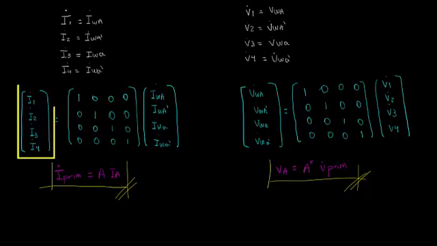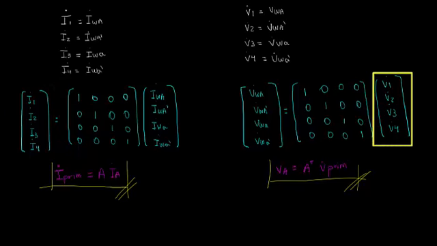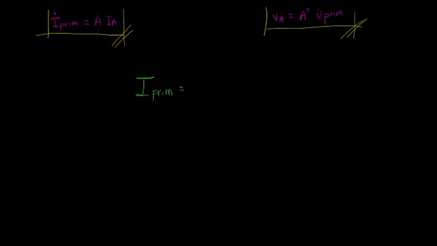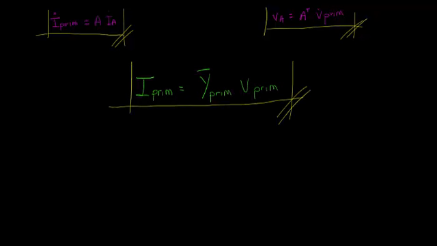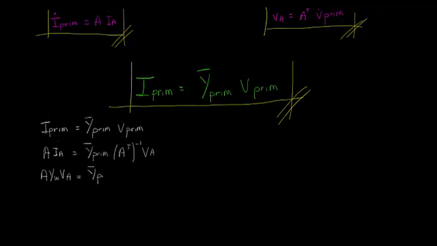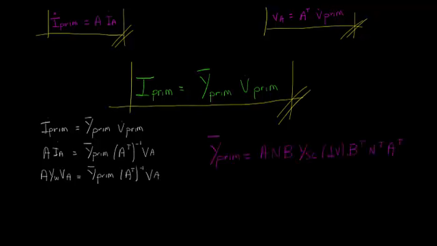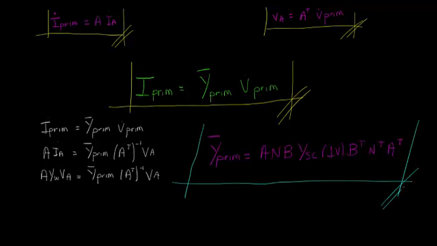Finally, the terminal currents can be called I primitive or I prime, and terminal voltages can be called V primitive. The goal of this method is to calculate the transformer Y primitive matrix, which is responsible for relating I primitive and V primitive. Then, writing I primitive and V primitive as a function of the other matrices, we can find the general expression for Y primitive, that is A times N times B times YSC in a 1 volt base times B transposed times N transposed times A transposed.